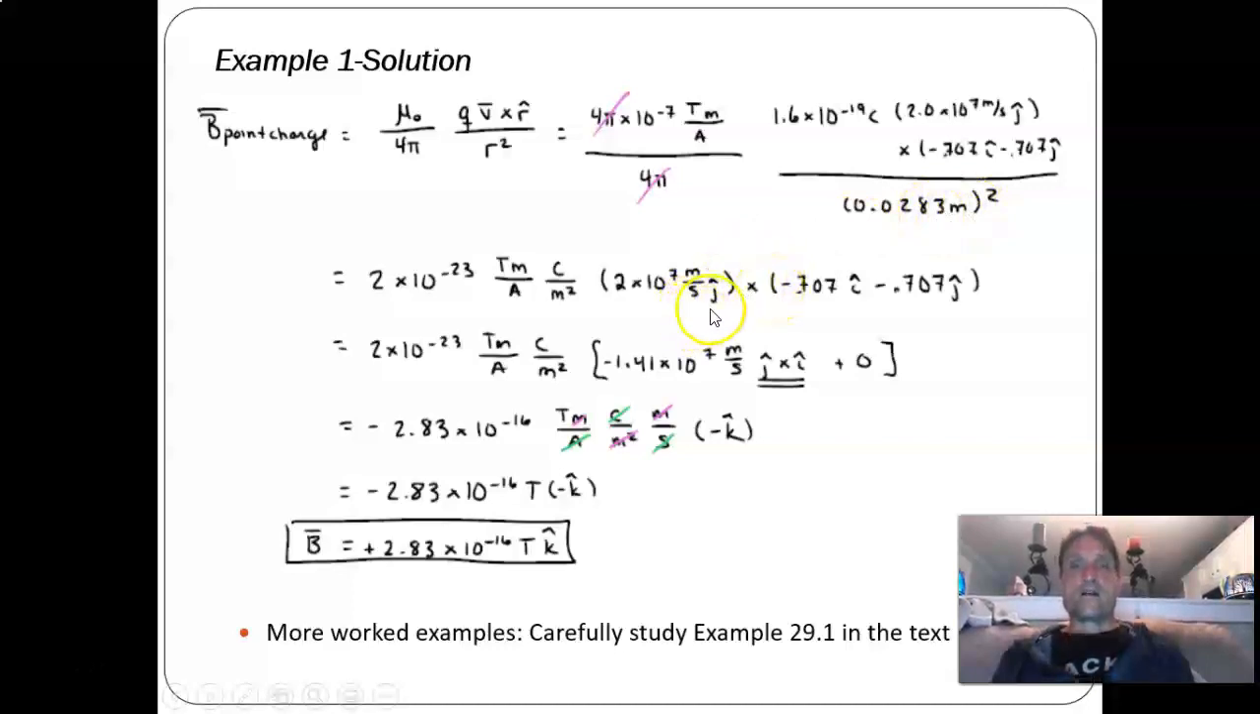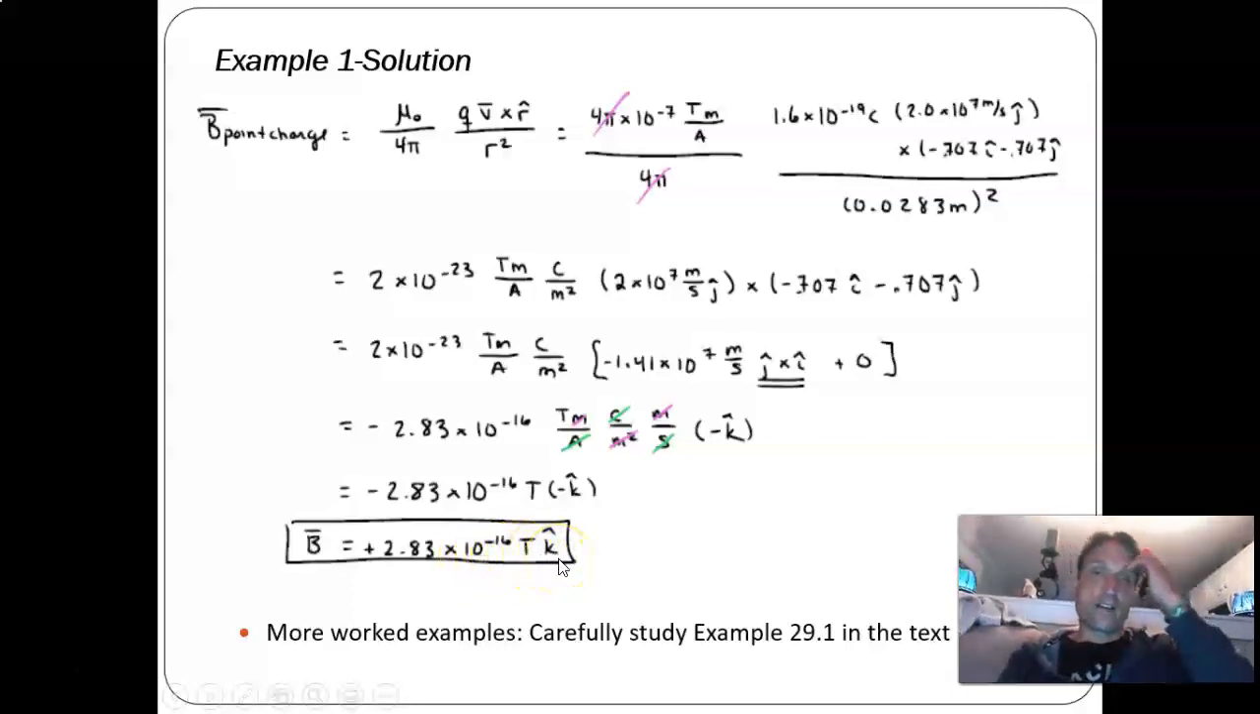You get j cross negative i gives k, and j cross j gives 0 because they're in the same direction. And we get that the magnetic field strength is 2.83 times 10 to the negative 16 teslas along k.